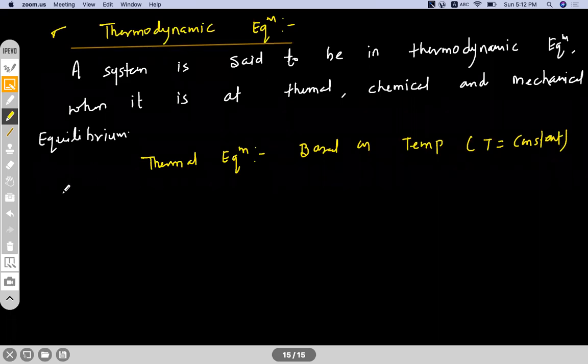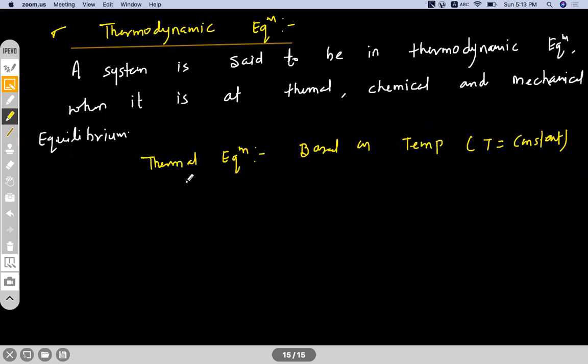One at 100 degrees Celsius, other one at 50 degrees Celsius. If you keep them close, two objects in contact, then there will be heat flow from 100 to 50 and the heat will flow until the temperature becomes equal for both the objects. Okay, so when it becomes equal, we say the two objects are in thermal equilibrium.